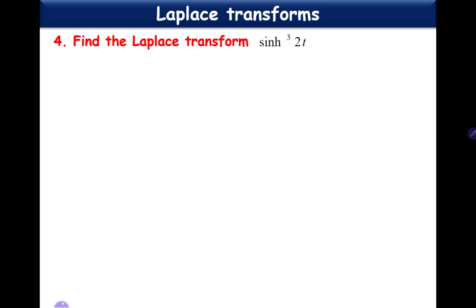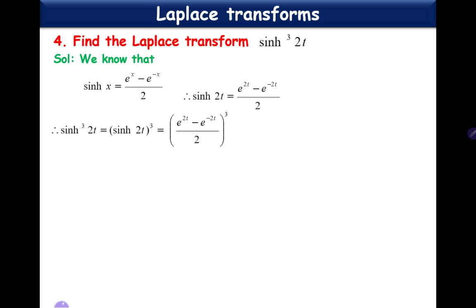Next one is find the Laplace transform of sinh³ 2t, sine hyperbolic function 2t. We know that sinh x is (e^x − e^−x) by 2. Now in place of x, let us write 2t because we need sinh³ 2t. Therefore, sinh 2t is (e^2t − e^−2t) by 2. So, to get sinh³ 2t, we raise to the power 3 on both sides. Then sinh³ 2t is nothing but (sinh 2t) whole cube, and sinh 2t is ((e^2t − e^−2t) by 2) whole cube.